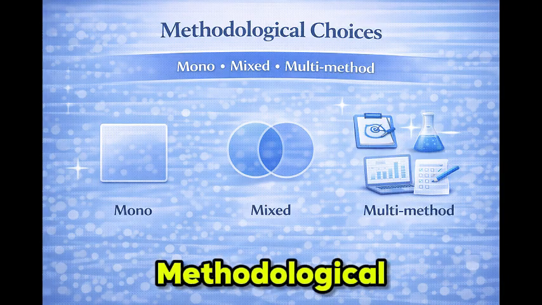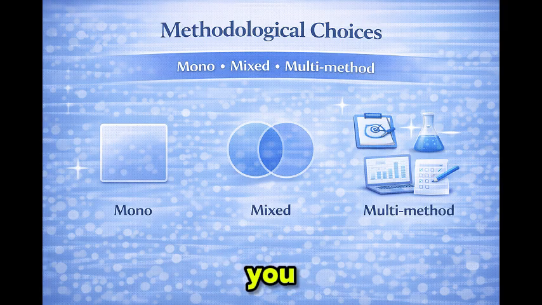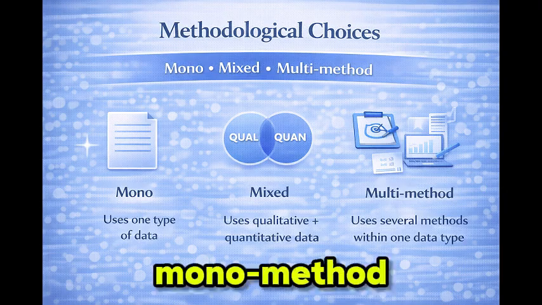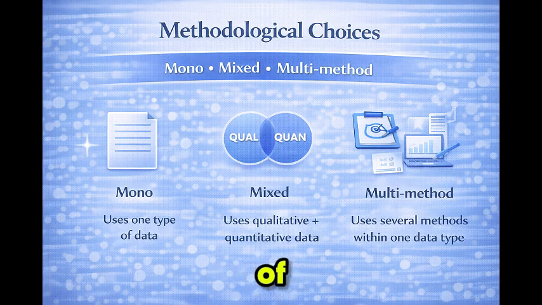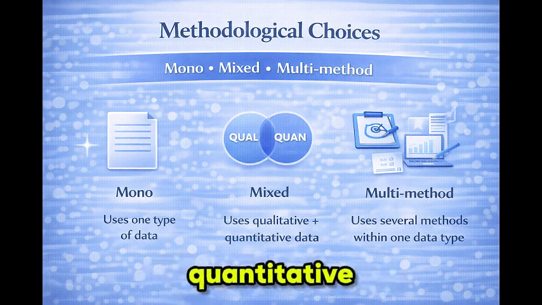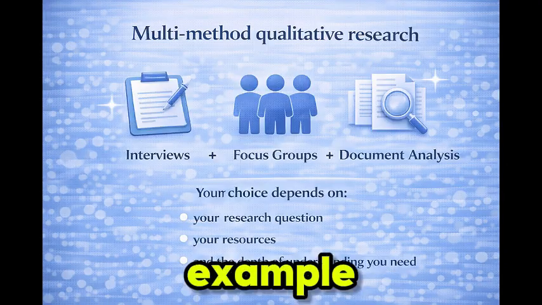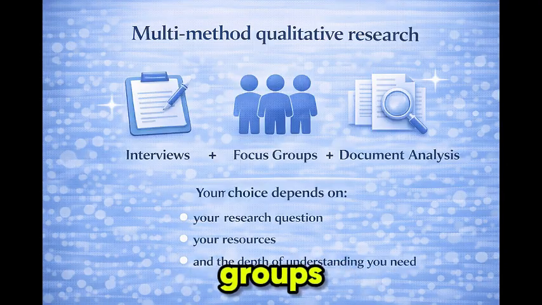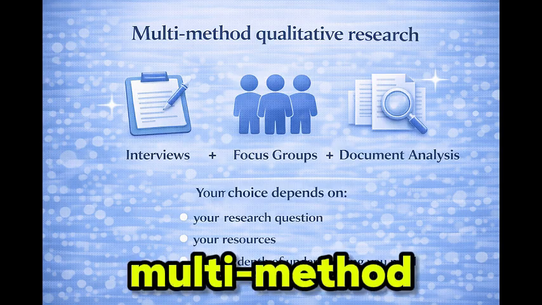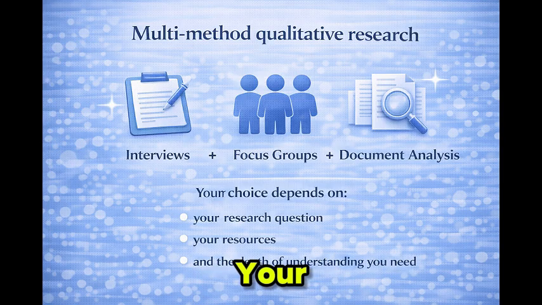The fourth layer, methodological choices. Next, you decide how many types of data you will use. You have three options. A monomethod approach uses only one type of data, either qualitative or quantitative. A mixed methods approach uses both qualitative and quantitative data. A multi-method approach uses several methods within the same data type. For example, interviews plus focus groups plus document analysis is multi-method qualitative research. Your choice depends on your research question, your resources, and the depth of understanding you need.